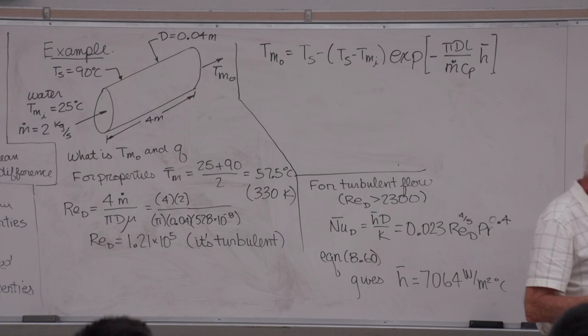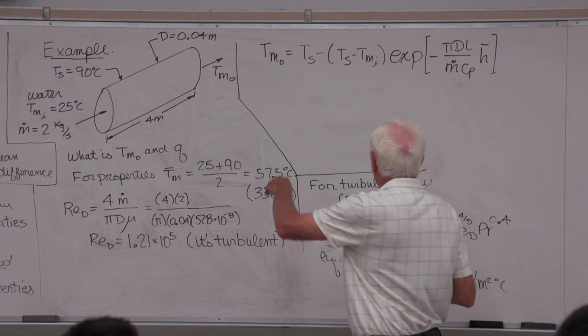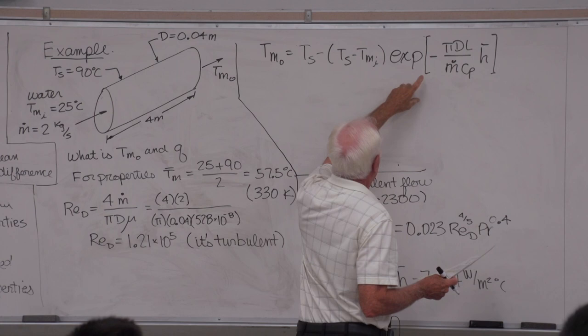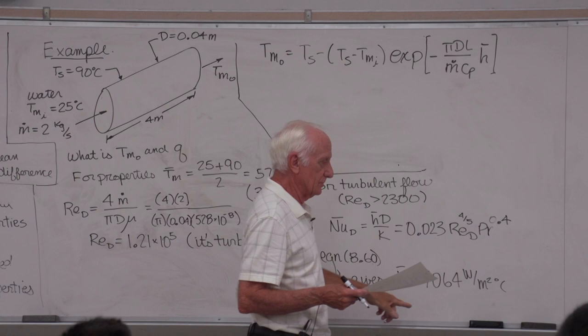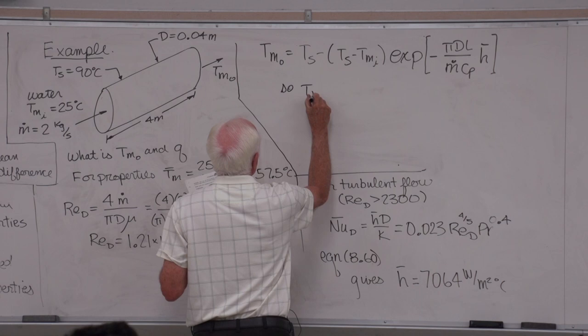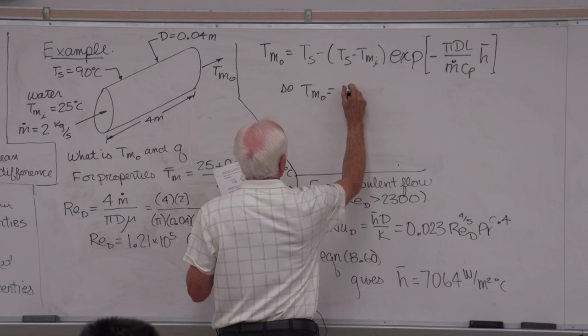I know it all. I know T S. I know T mean in. I know pi, D, L, m dot, C sub P. I just found H bar, 7064. Put it all in there. So, T mean out, 47.5 degrees C. Got it.